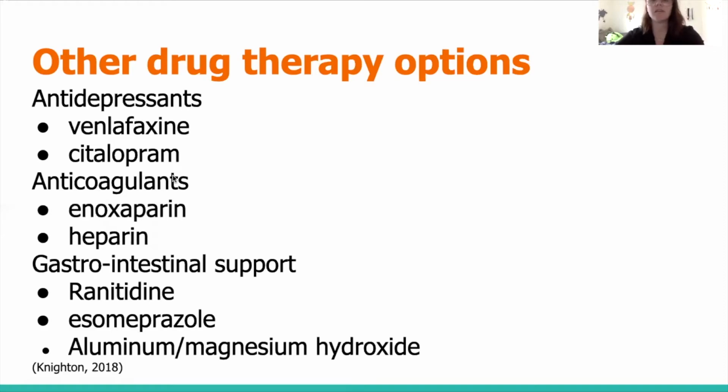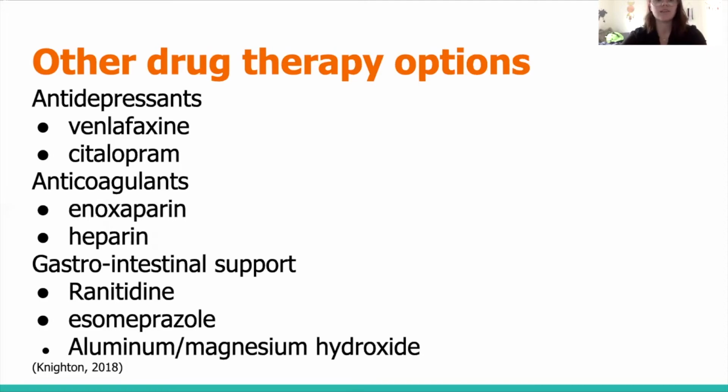Anticoagulants prevent venous thromboembolisms and are the reason that patients use these therapies. Examples of these would be enoxaparin and heparin.